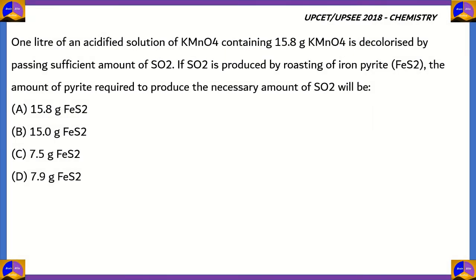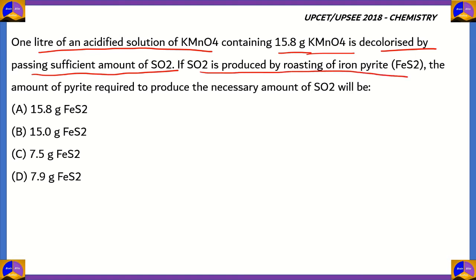Now let's look at the final question of this episode. A liter of an acidified solution of KMnO4 containing 15.8 grams of KMnO4 is decolorized by passing sufficient amount of SO2. If SO2 is produced by the roasting of iron pyrite, that is FeS2, then the amount of pyrite required to produce the necessary amount of SO2 will be. Is it 15.8, 15, 7.5, or 7.9?